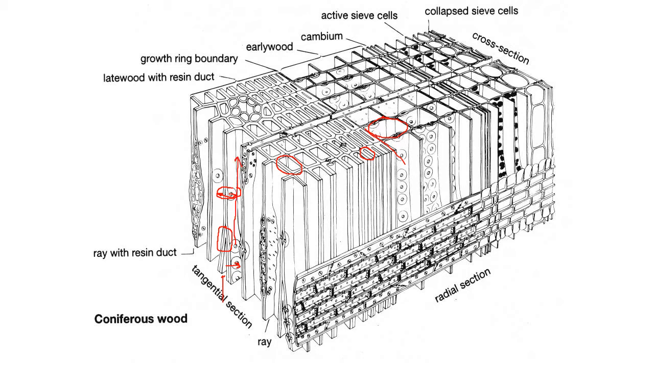You can also see in here, here's the rays, so we can see rays moving through the wood this way. And resin ducts. So here we see a resin duct, and that moves resin or pitch through different parts of the tree that it can use to seal off wounds and things like that.